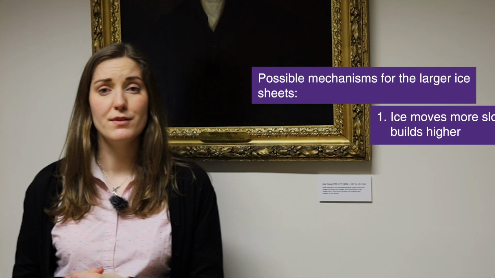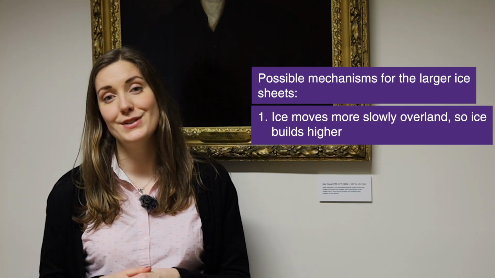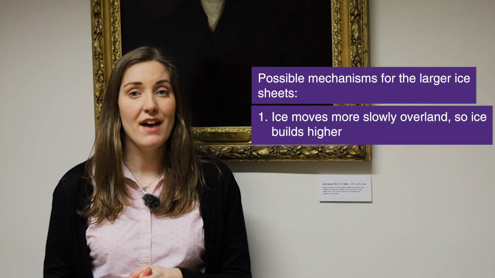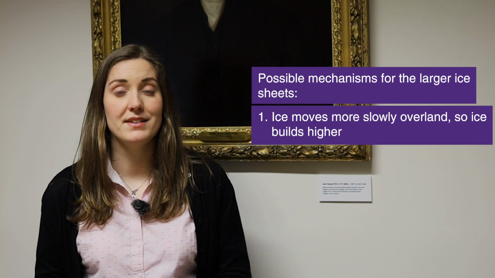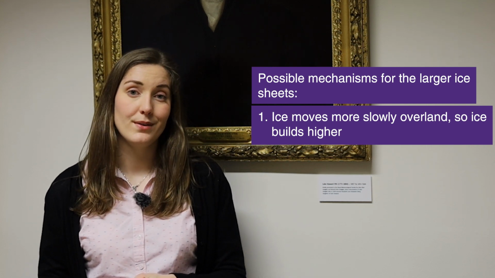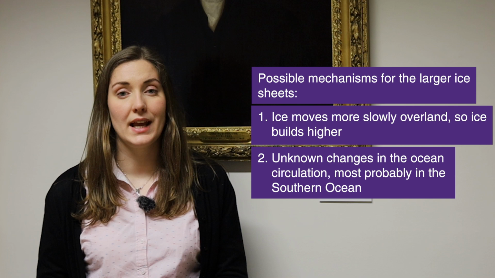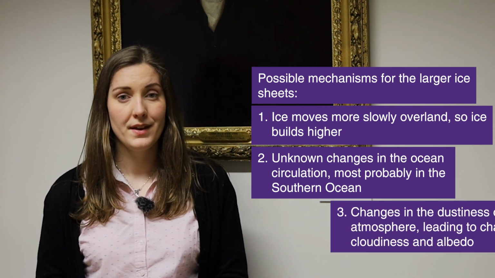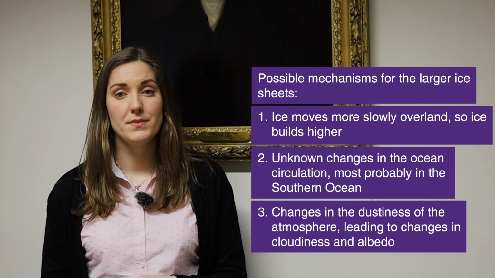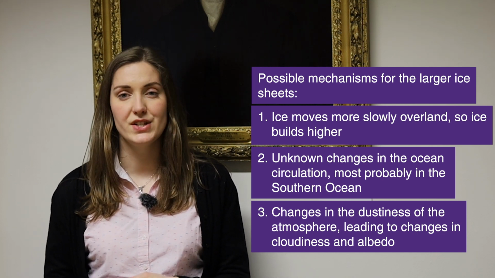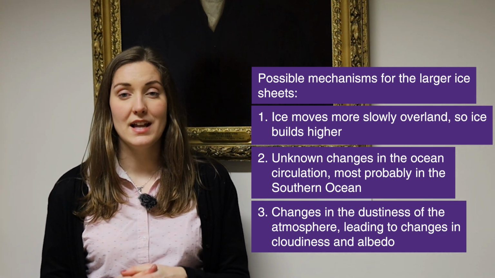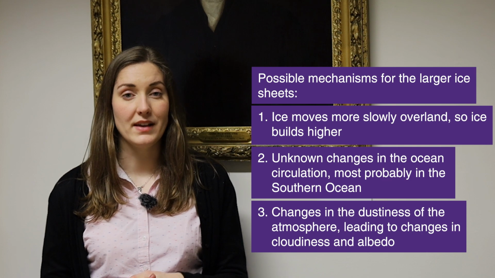Possible mechanisms for this are: Number 1. The ice moves more slowly over land because all the slippery soil has been worn away, leaving just bedrock underneath the ice sheets. It therefore builds up higher as less of it gets to the melting zone. Number 2. Unknown changes in the ocean circulation, probably in the Southern Ocean. Number 3. Changes in the dustiness of the atmosphere associated with the long-term shift in vegetation on land lead to changes in cloudiness and albedo, which is the amount of the sun's light reflected back into space without warming the Earth's surface.